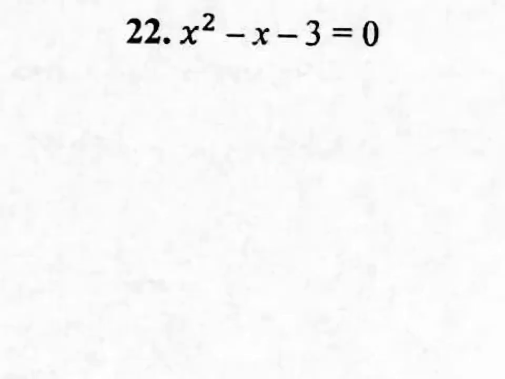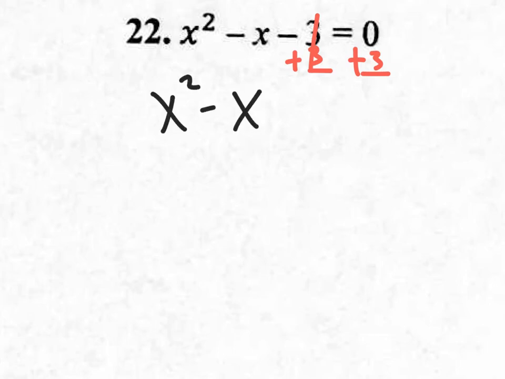So let's do number 22 by completing the square. We're going to add 3 to both sides. So you're going to have x squared minus x, blank spot, equals 3, with the blank spot.